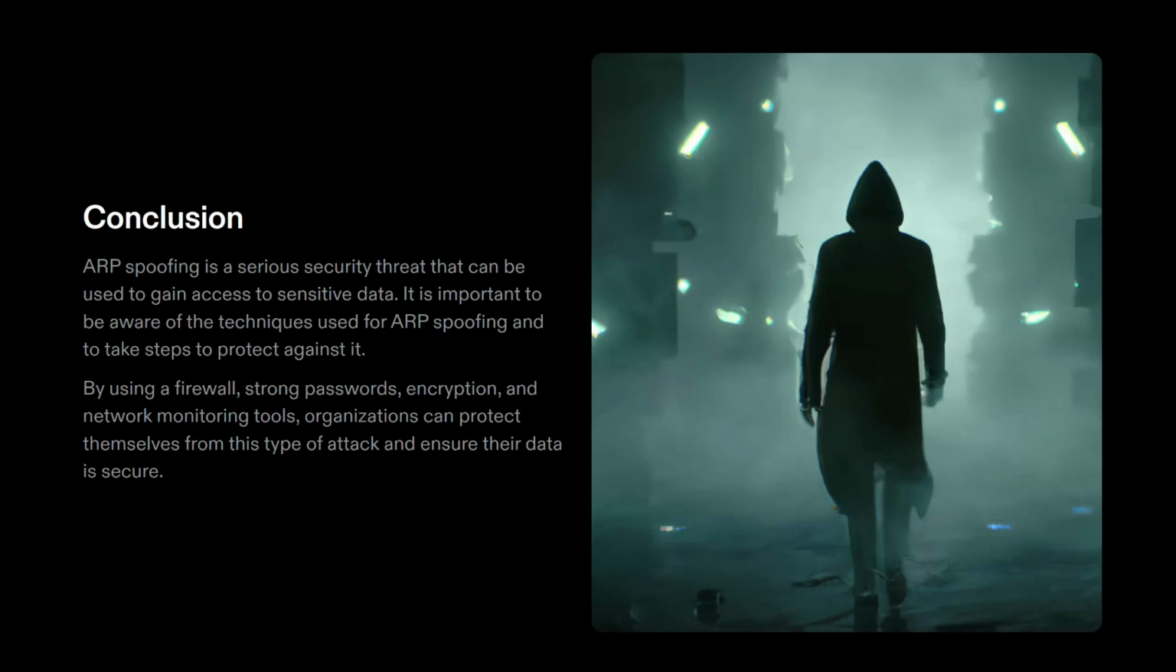Conclusion. ARP spoofing is a serious security threat that can be used to gain access to sensitive data. It is important to be aware of the techniques used for ARP spoofing and to take steps to protect against it. By using a firewall, strong passwords, encryption, and network monitoring tools, organizations can protect themselves from this type of attack and ensure their data is secure.